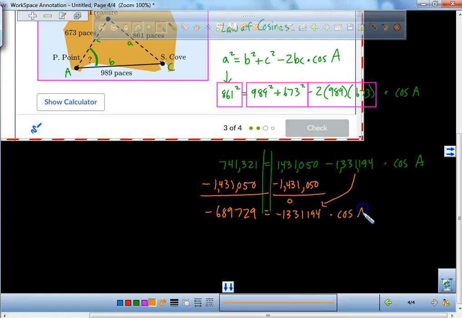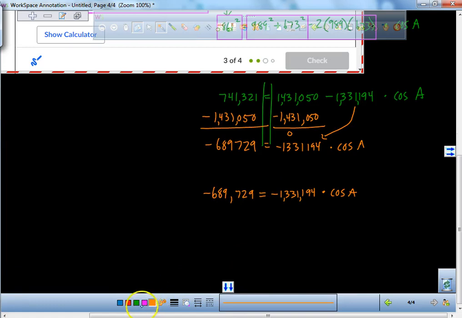All right, so I'm going to rewrite it nice and neat here. Here we go. So while I'm writing it, what am I going to have to divide both sides by? That negative 1,331,194. I'm going to divide both sides by that. So I have to divide this side and this side by that guy.